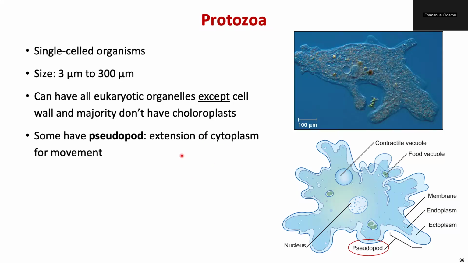Okay. So back to protozoa. These are single cell organisms. They are about 3 micrometers to 300 micrometers in size. And they can have all eukaryotic organelles except cell wall, and the majority don't have chloroplast. Some have pseudopods, which is basically an extension of the cytoplasm, which helps them in moving.